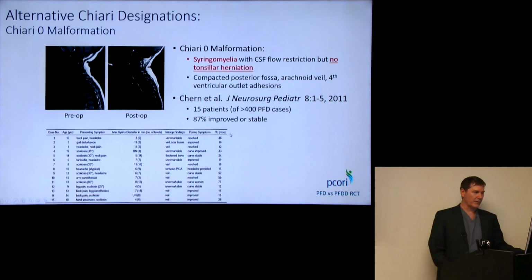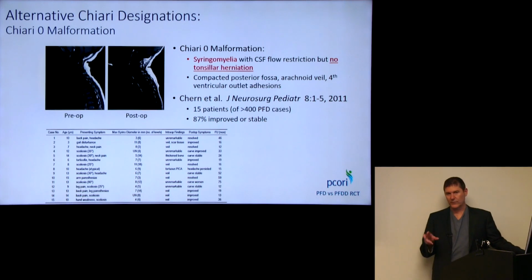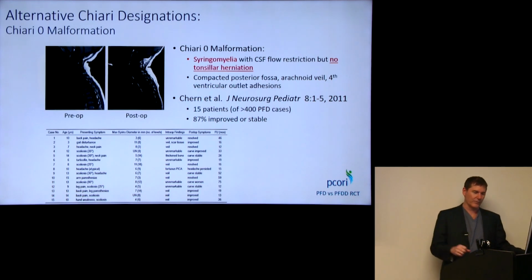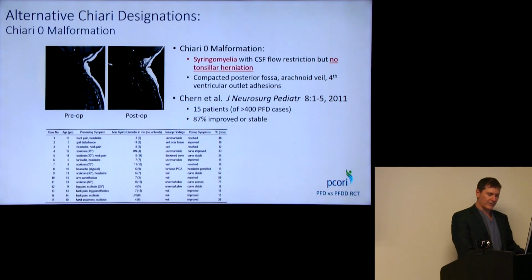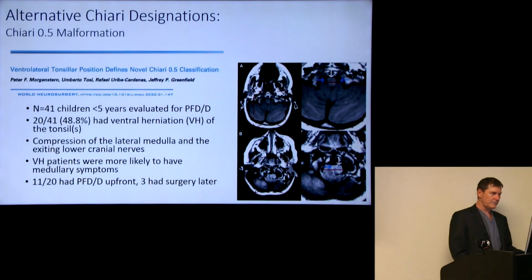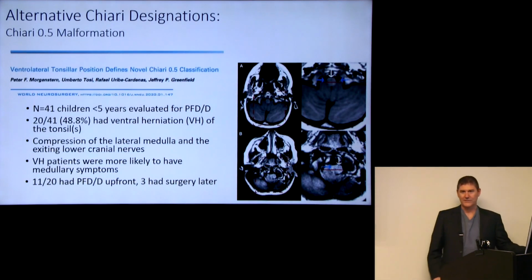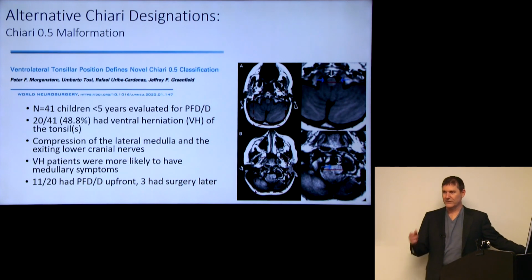And it's important because we do see syringomyelia in the absence of tonsillar ectopia, but it's a complicated diagnosis to come to. I'm happy to talk about it or comment on it further, but just know that it's unusual. There's a Chiari 0.5. You can see the theme here, right? There are integers or half integers here.